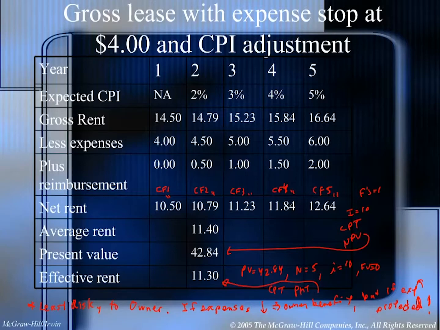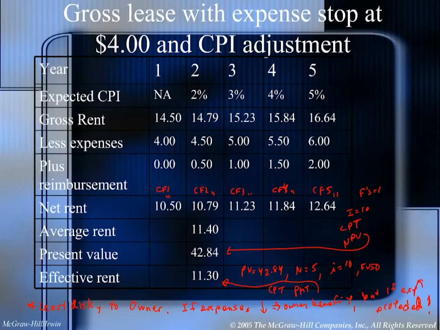Then we have an expense stop at $4. So we have the actual, we expect expenses to be, they're currently 4, then we expect it to increase, as it says in the write-up, 50 cents every year after that. But we'd say, well, what would be the reimbursement that you'd get? Well, it's a $4 stop, so the first year the expenses are $4, so nothing. But the next year you would get 50 cents because the expenses are $4.50, and you only pay the first $4.